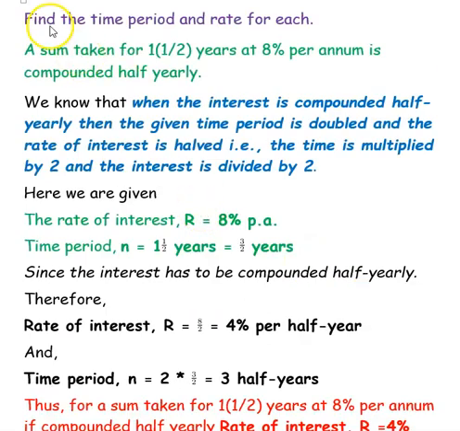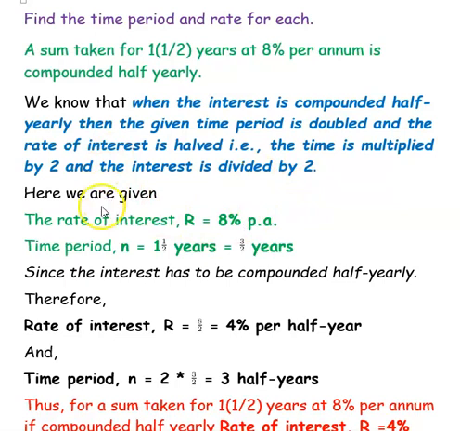Now we will see a few examples. Find the time period and rate for each. The first one is a sum taken for 1.5 years at 8% per annum, compounded half yearly. So we want to find the time period and rate. We know that when the interest is compounded half yearly, the given time period is doubled and the rate of interest is halved. That is, time is multiplied by 2 and the interest is divided by 2.